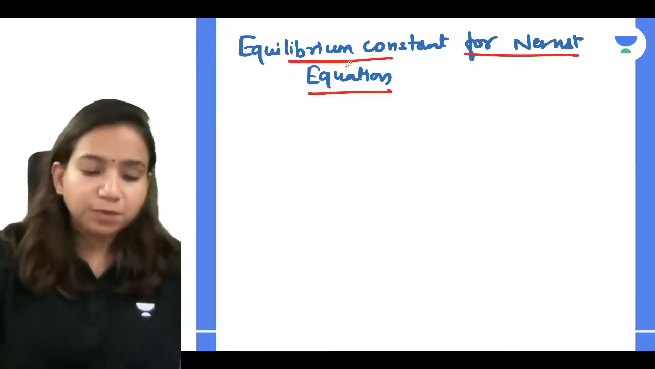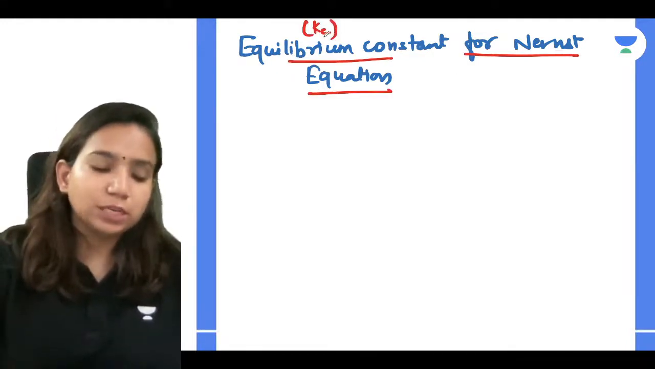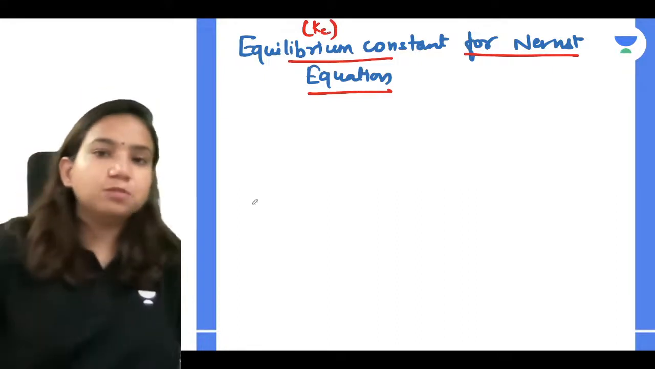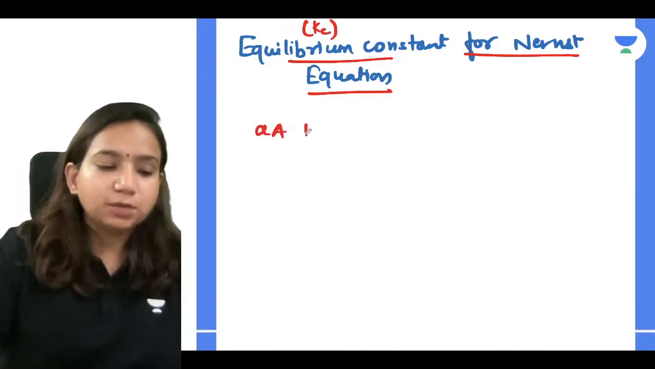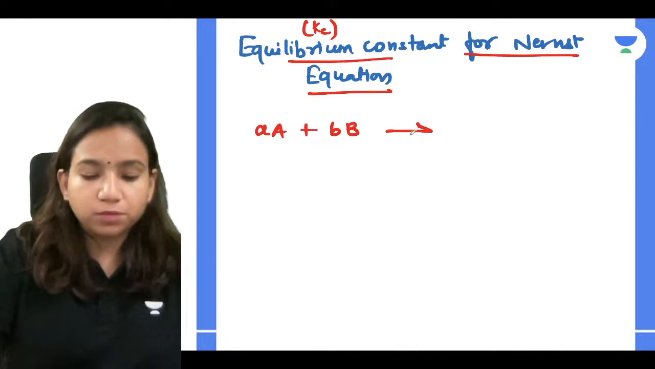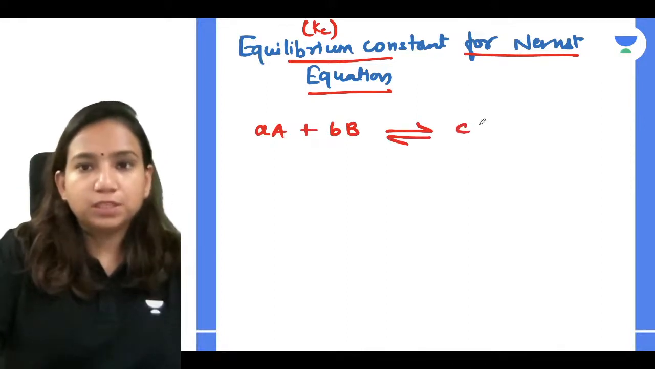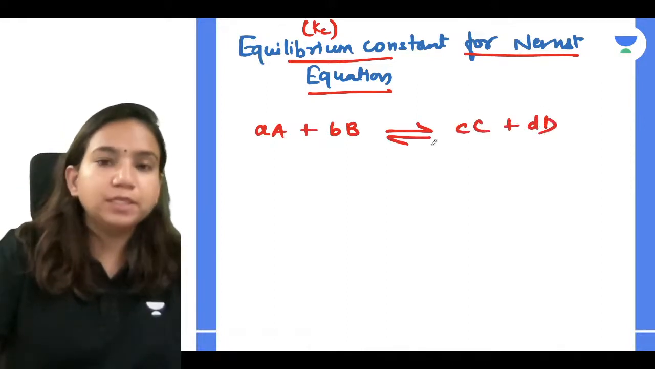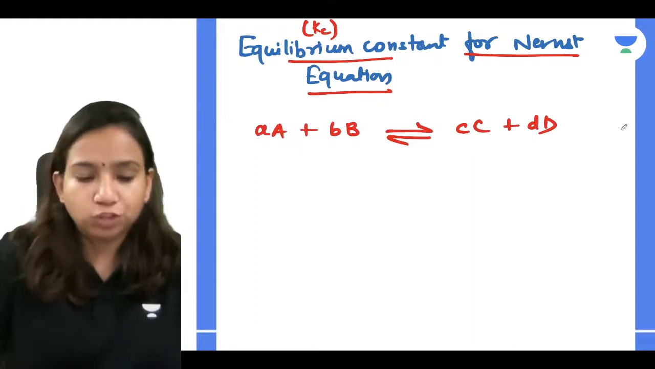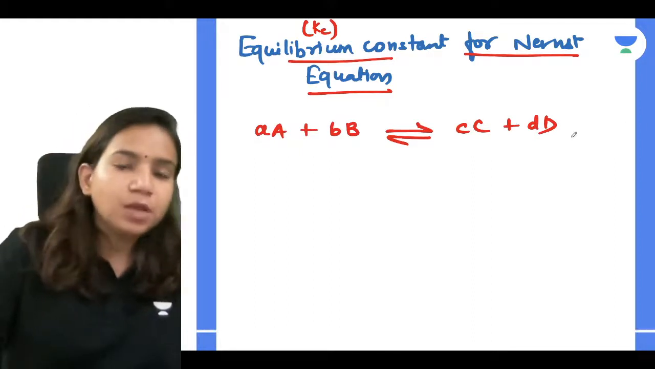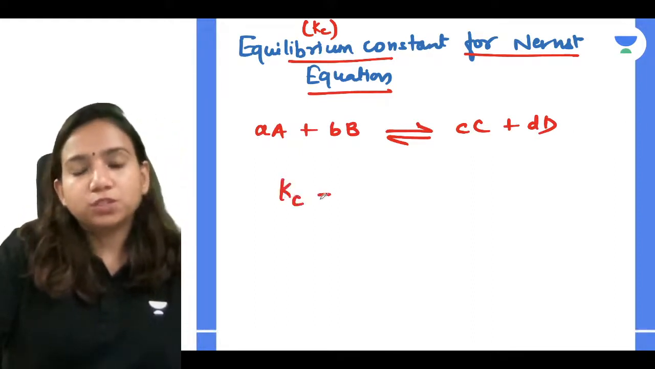So I hope you remember from class 11th what the equilibrium constant is. Suppose you have a given equation, say aA + bB gives cC + dD. What are a, b, c, d? They are the stoichiometric coefficients in the equation. Now, how can you write the equilibrium constant for any reaction?